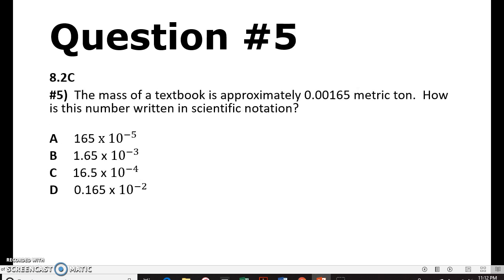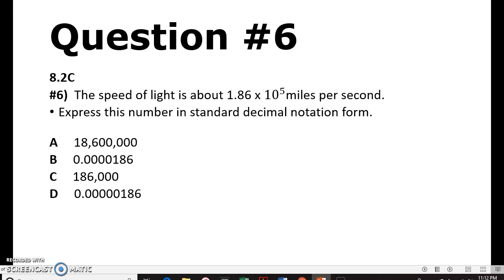Question number 5. The mass of a textbook is approximately 0.00165 metric ton. How is this number written in scientific notation? Question number 6. The speed of light is about 1.86 times 10 to the 5th power miles per second. Express this number in standard decimal notation form.